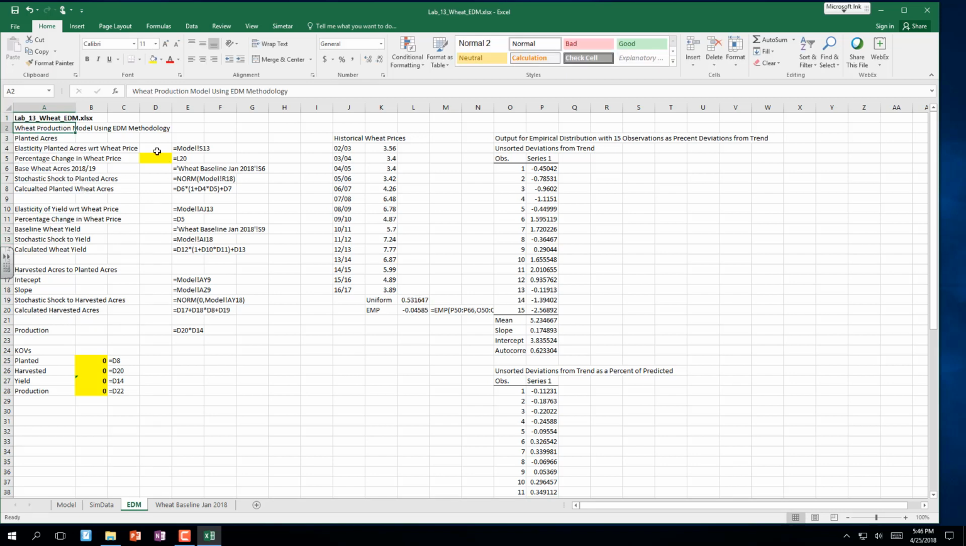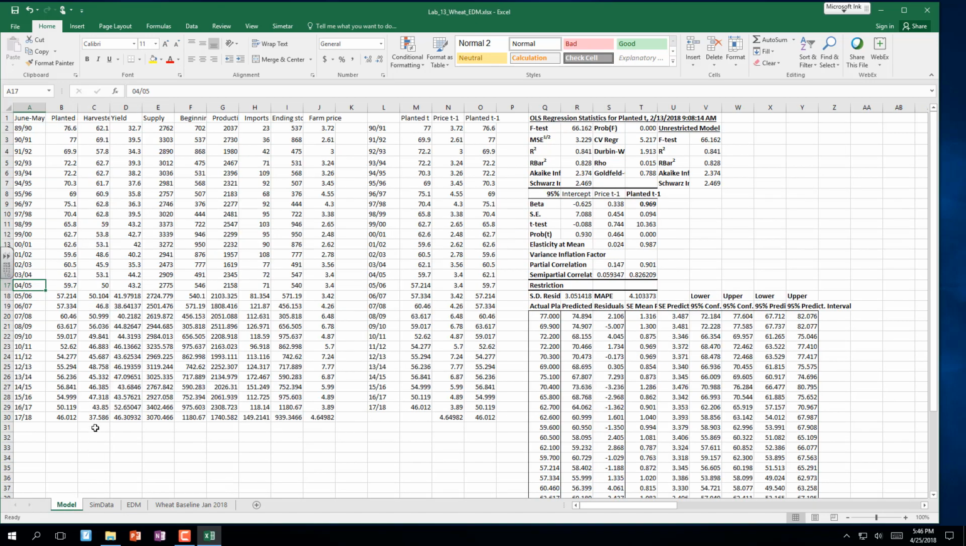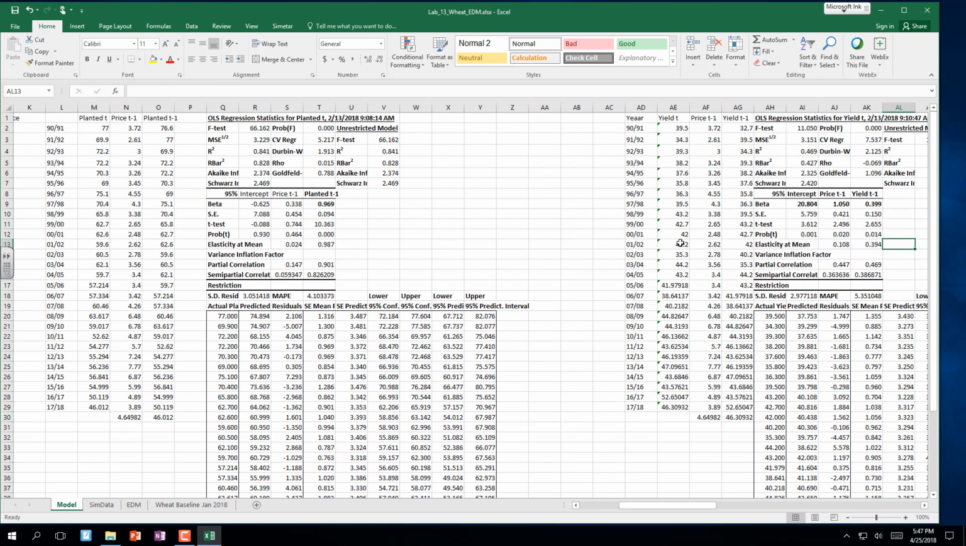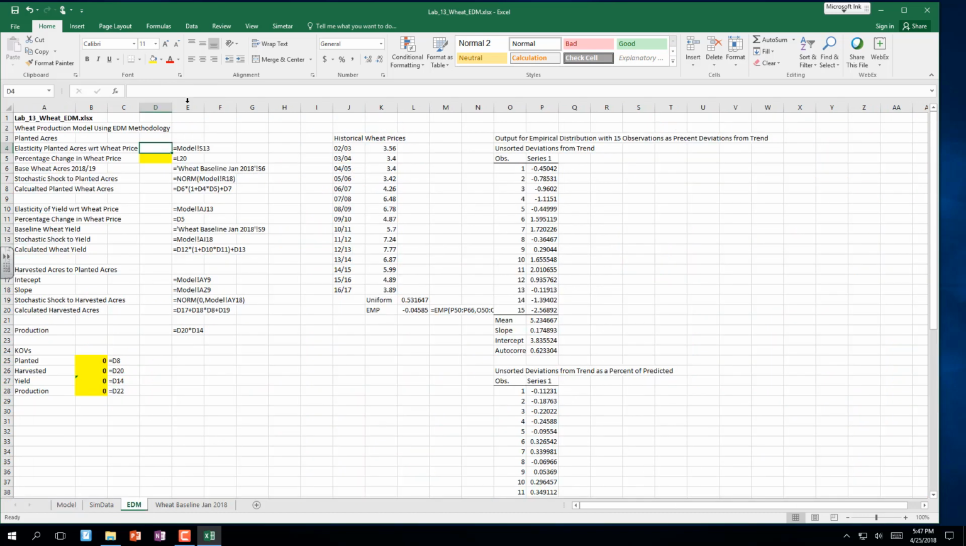Okay, and first of all, the first homework you did, I took this from the first homework. You came in here and modeled a bunch of stuff about wheat, and you had elasticities calculated for all the variables: planted acres, yield, etc. So let's use those in the EDM model.